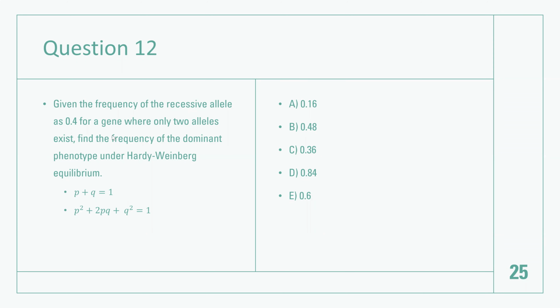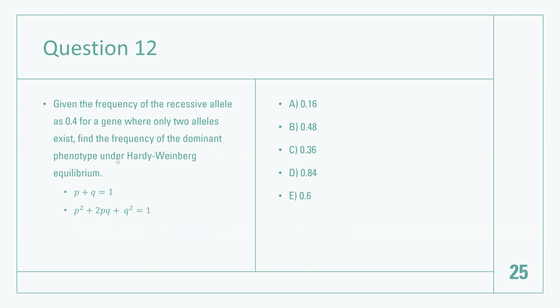However, we're trying to find the frequency of the dominant phenotype, which means we need both P squared and 2PQ, because P squared represents the homozygous dominant genotype and 2PQ represents the heterozygous dominant genotype. Together, they represent the dominant phenotype. So when you do P squared, you get 0.36. Then you have to add it to 2PQ.